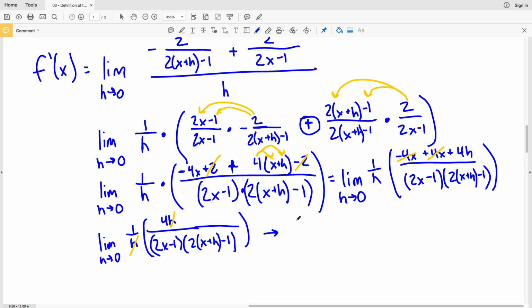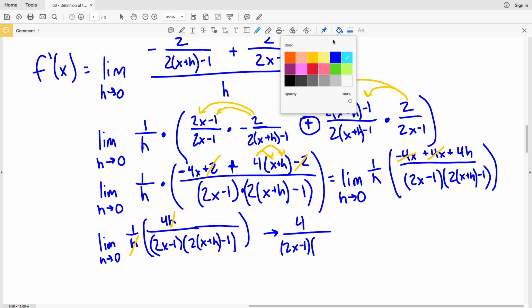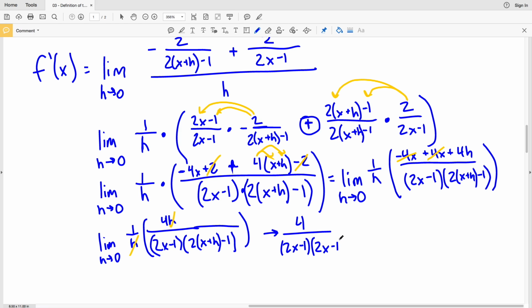So in doing that, I'll get 4 over 2x minus 1 times, remember, this h is approaching 0, so if this h is approaching 0, x plus 0, so then that's 2x minus 1. Again, that's because this h is getting closer to 0.